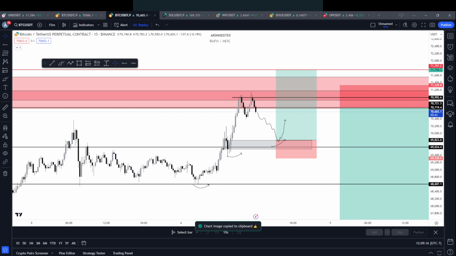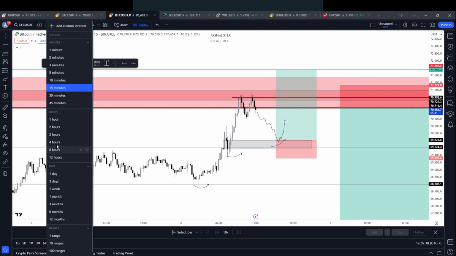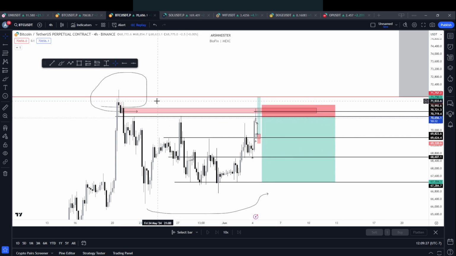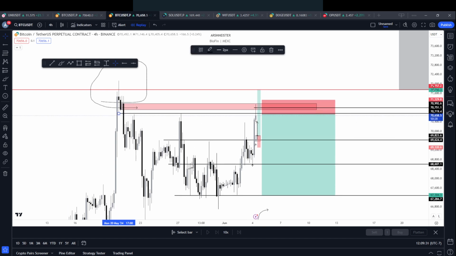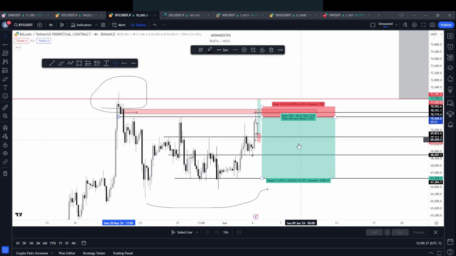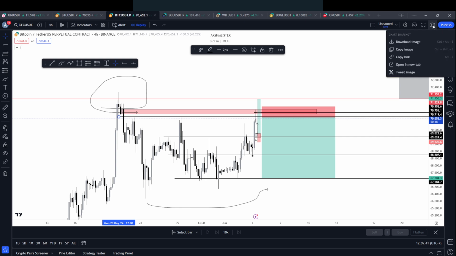So I'm just going to place these in chats here. But if this 4-hour closes, like it is currently, below this, let me remove this one, below this line, which is at 70.72, then this would be your short setup. Okay, and TP1 comes around your entry price. 69. Yep.